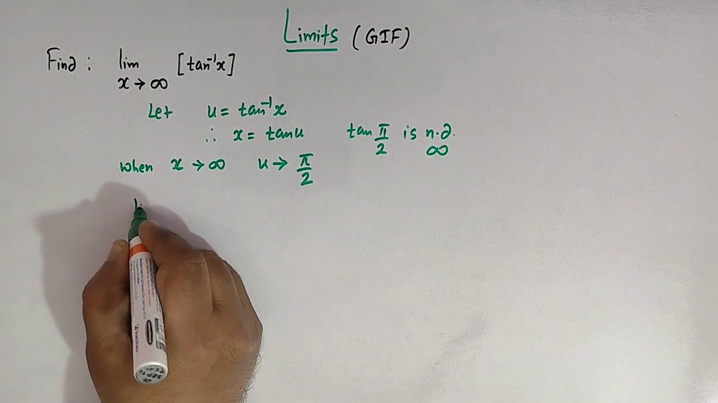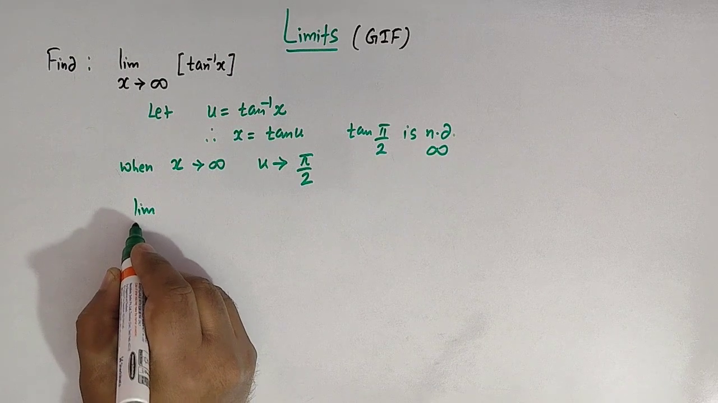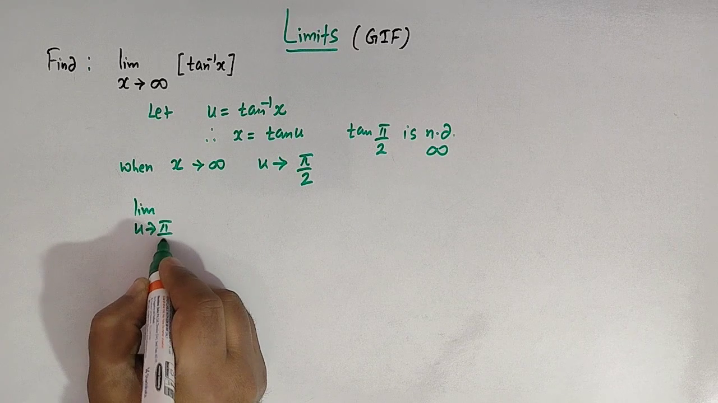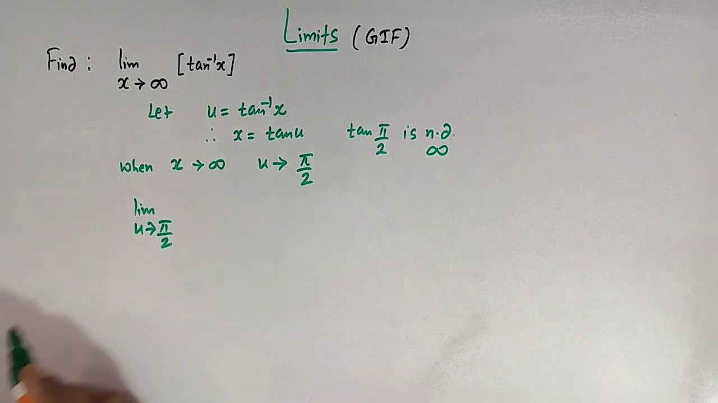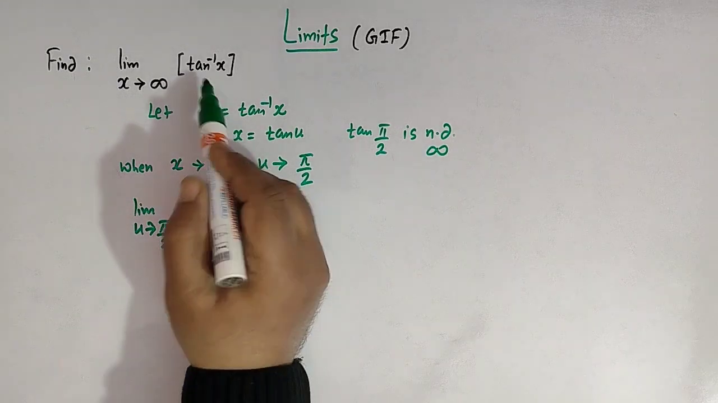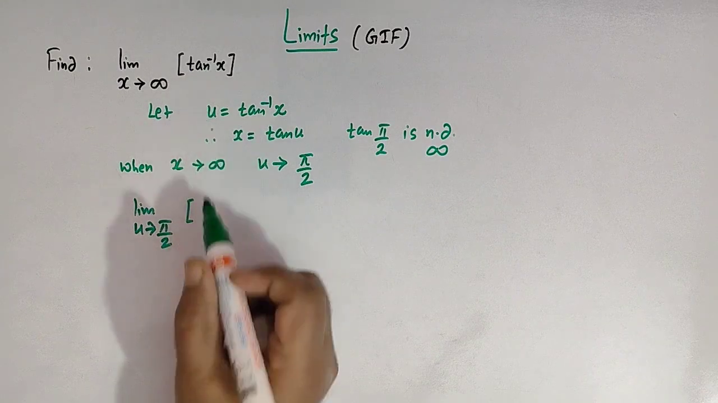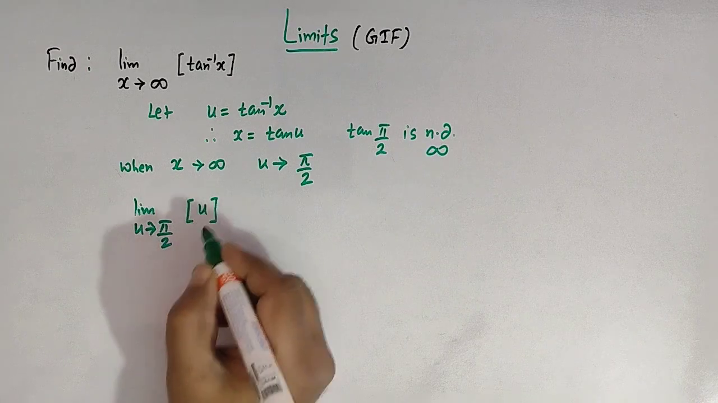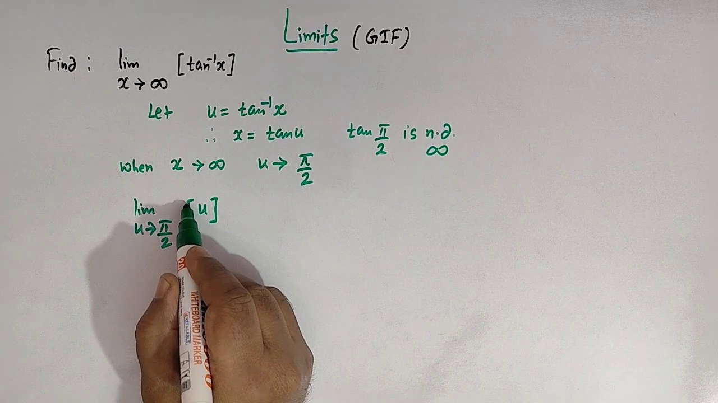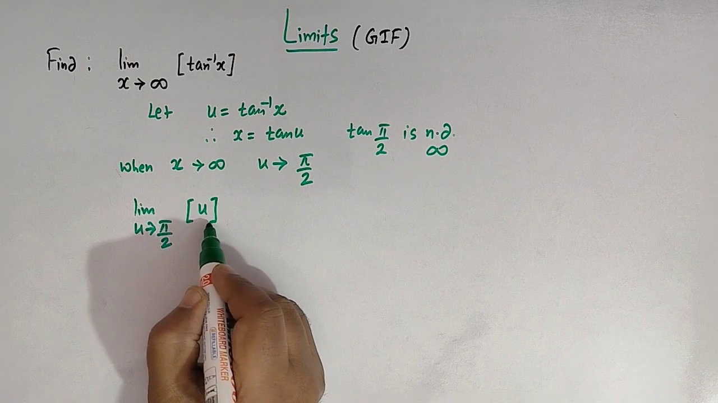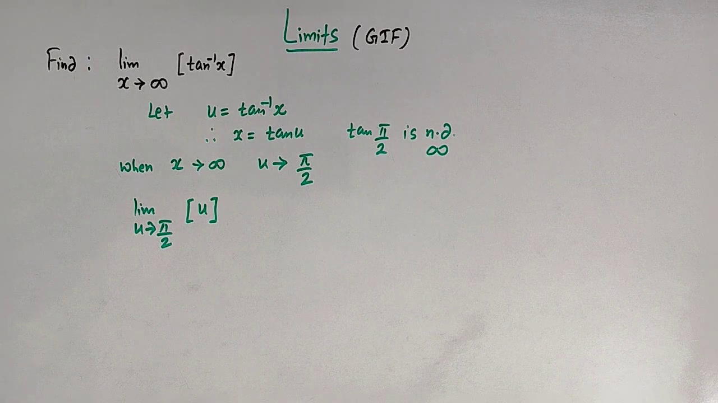So now this limit becomes u tends to pi by 2, because when x tends to infinity, u tends to pi by 2. And for tan inverse x, we have u. So now u tends to pi by 2, then we have to find the greatest integer of u.